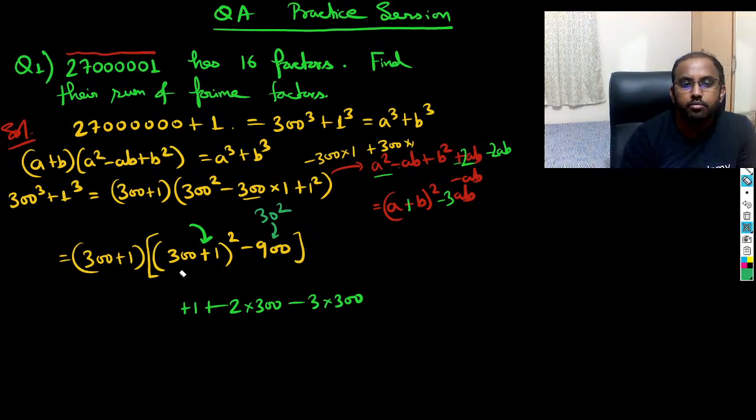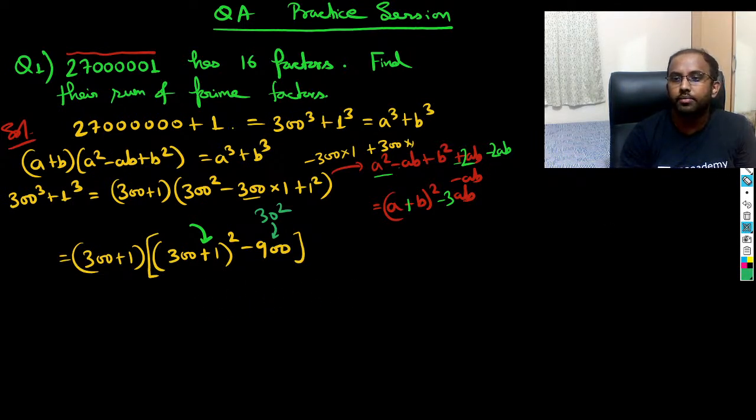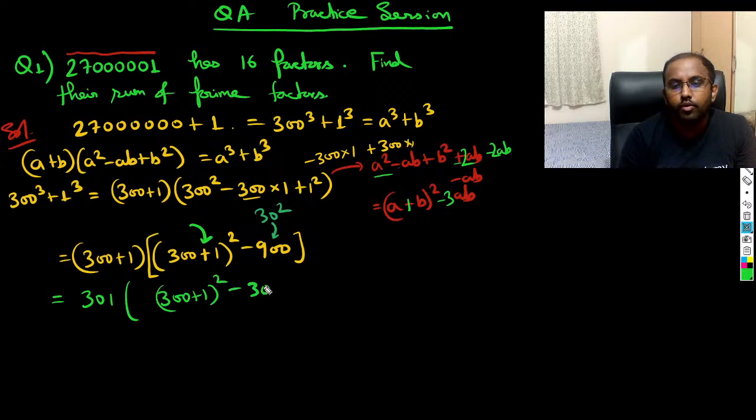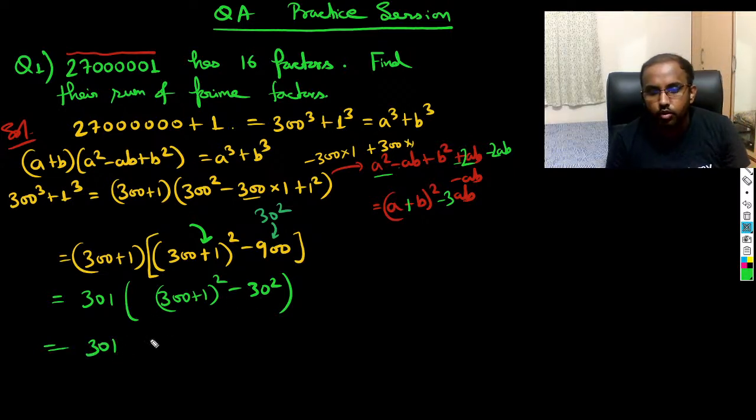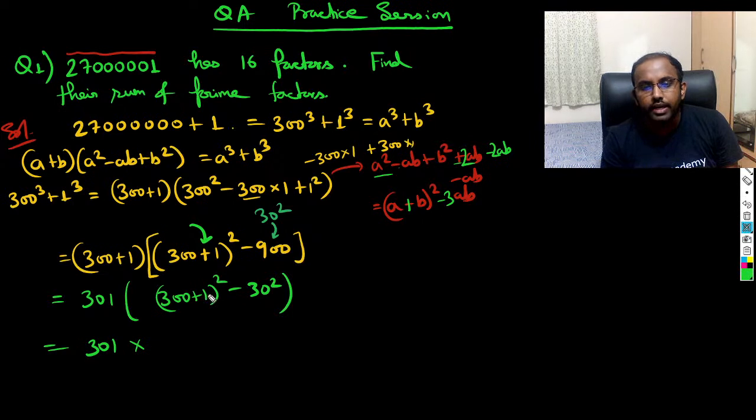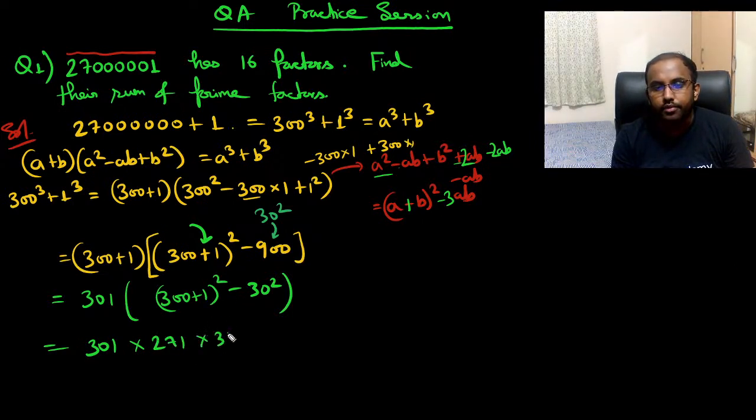Okay, now if I solve it further, what I'm getting here is 301 into, now this is a square minus b square, that is 300 plus 1 whole square minus 30 square, and then again I can break it like a plus b into a minus b. So what is a plus b? 301 into 301 square minus 30, that becomes 271 into 331.